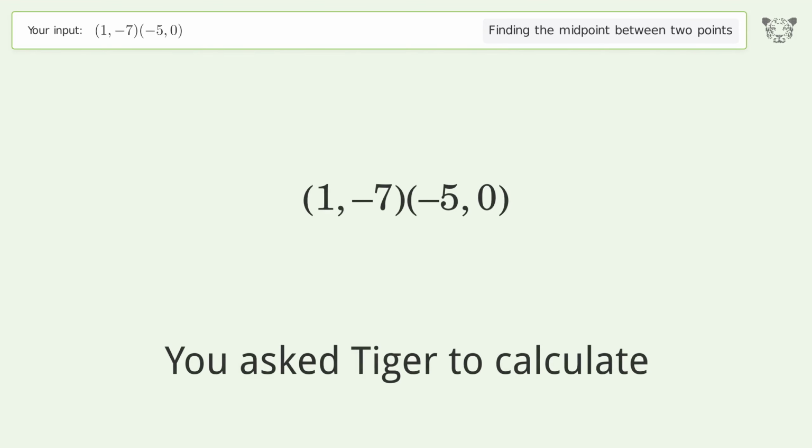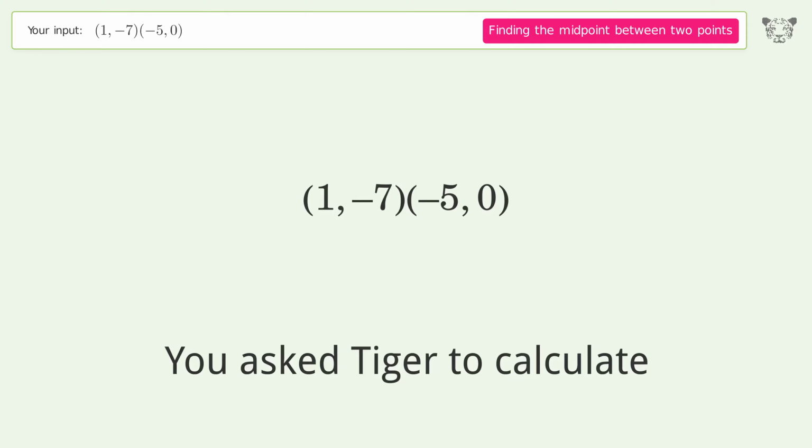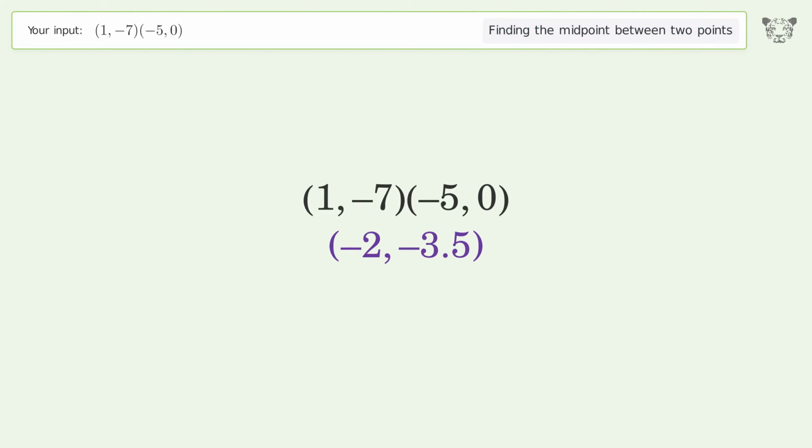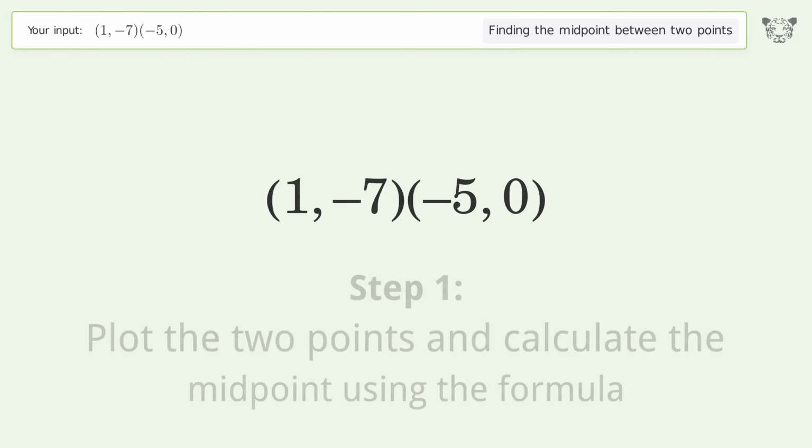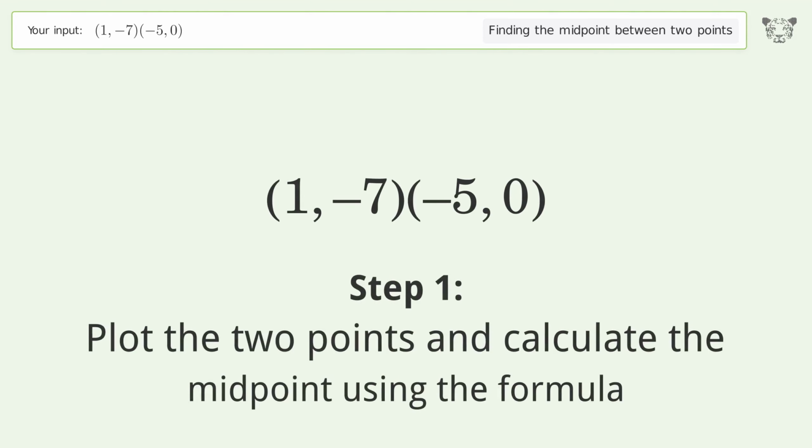You ask Tiger to calculate. This deals with finding the midpoint between 2 points. The midpoint between the 2 points is -2, -3.5. Let's solve it step by step. Plot the 2 points and calculate the midpoint using the formula.